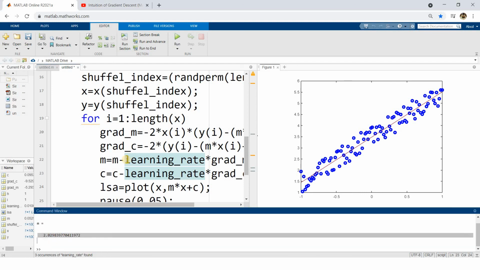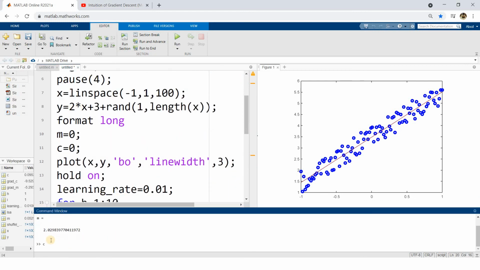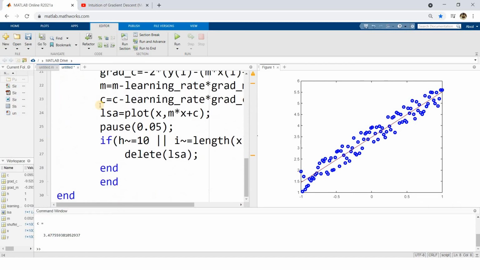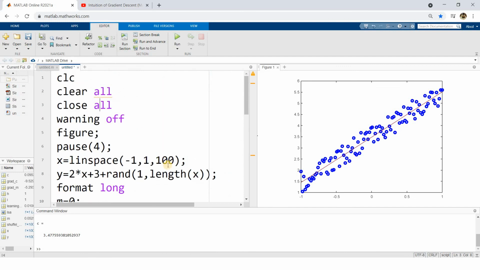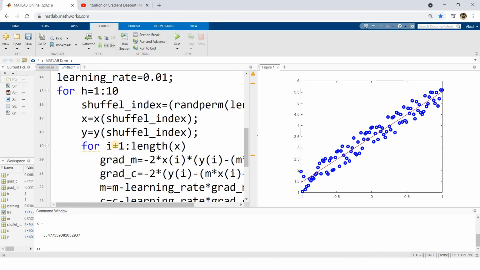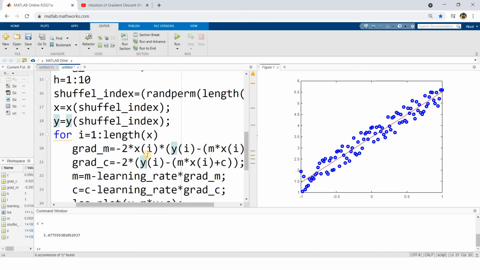See, the slope value is 2.02, where the actual slope is 2, fine, quite good, and the intercept is 3.477, where the intercept is 3. It is quite good. So I hope the main intuition of stochastic gradient descent is clear to you. Nothing much changes: instead of taking a summation, here we are updating at each iteration. That's it. So this is all for this video. The code will be posted in the description box or in the comment section. If you want, you can go through that. Thank you.